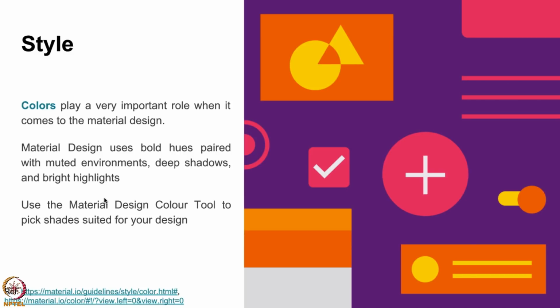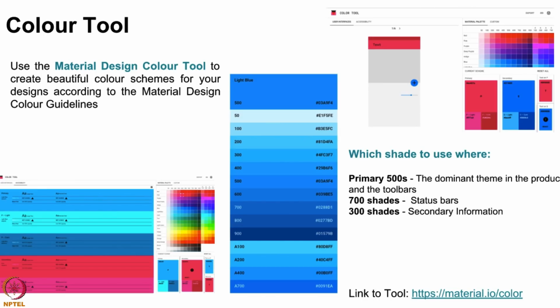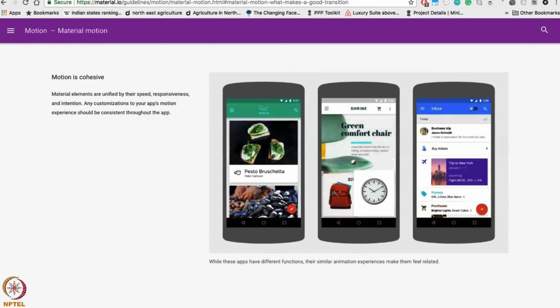So next we have the style guidelines of material design. Color is the first one. Color in material design is inspired by bold shades paired with muted environments, deep shadows and bright highlights. Now I will tell you how to use the material design color tool.